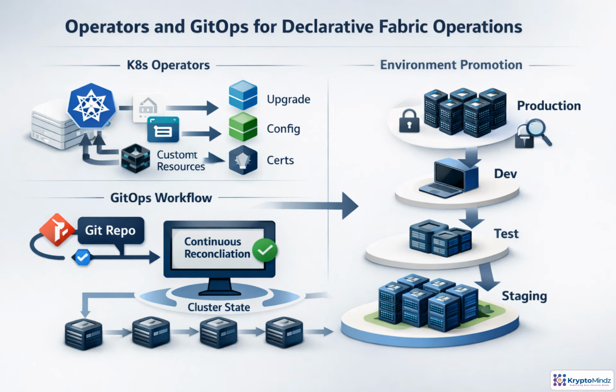Operators and GitOps move Fabric operations from manual runbooks to declarative control. An operator captures Fabric-specific knowledge in custom resources, then reconciles peers, orderers, CAs, upgrades, configuration, and certificates automatically. GitOps adds a governed source of truth. Changes are proposed in Git, validated, approved, and continuously applied to Kubernetes. Together, this pattern supports promotion across dev, test, staging, and production, with audit history, policy checks, and drift detection built into the workflow.